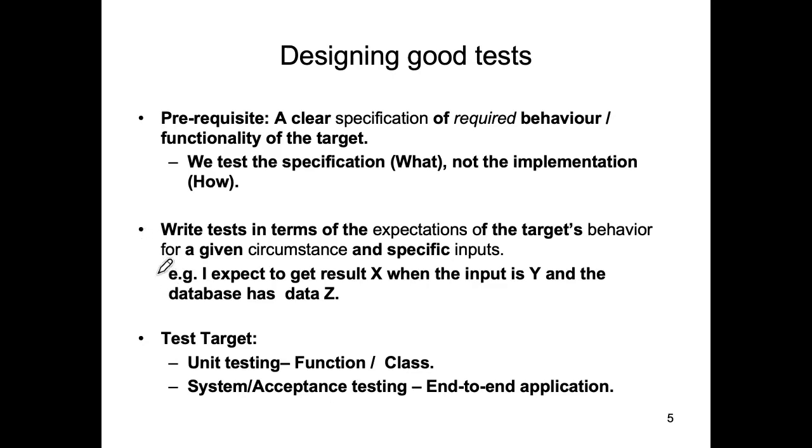And here's an English expression of what I'm talking about. I expect to get result X when the input is Y and the database has data Z. Okay, so can we express this kind of stuff in code? And we'll see that we can. A term I've just mentioned, test target. The target is the piece of application software that you're currently testing. So if you're doing unit testing, the target is usually either a function or a class. If you're doing system testing, then the target is your entire application. Obviously enough, I guess.